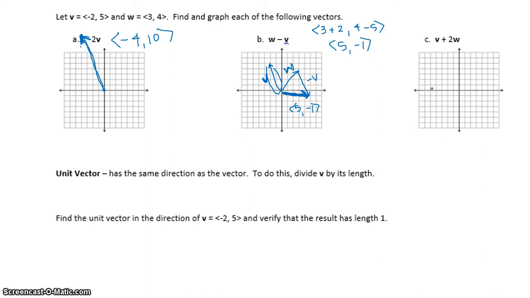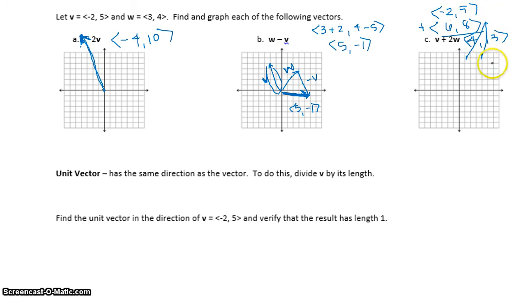V plus 2W, so same thing. I would draw V. I would draw 2 of my W's. So v is negative 2, 5. I'm going to add to that 2w, so 6, 8, which does go off of the chart a little bit, but I should end up with 4, 13. So v would bring me back here, 2w would bring me up here, which means my final one should be right about there. So 1, 2, 3, 4. Yep, 13 is right up there.